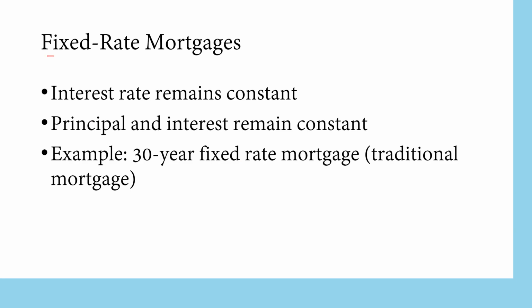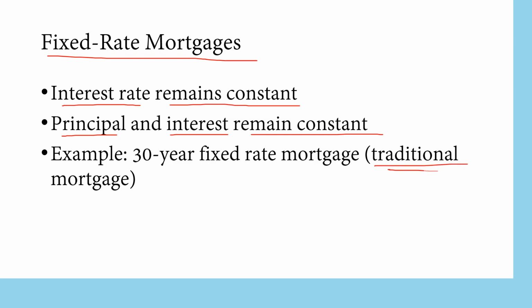Let's discuss fixed rate mortgages. In fixed rate mortgages, the interest rate remains constant. In fact, the principal and the interest both remain constant. An example of a fixed rate mortgage is a traditional mortgage, which is a 30-year fixed rate mortgage.